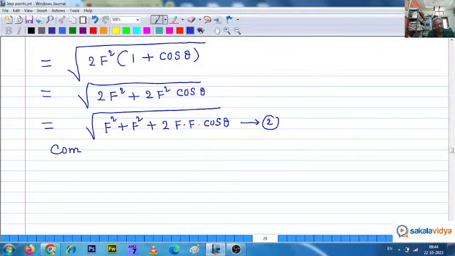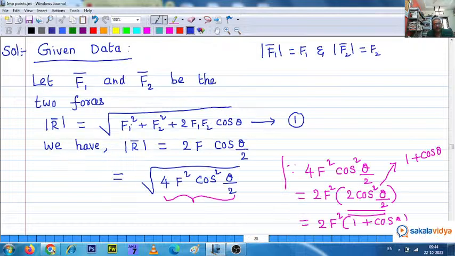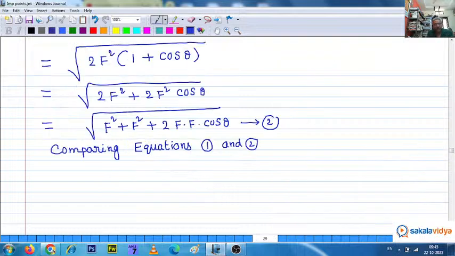Comparing equations 1 and 2. So my dear students, go back to the previous page. This is root of f1 square plus f2 square plus 2f1 f2 cos theta being equated to root of f square plus f square plus 2f into f cos theta. So we get f1 is equal to f, f2 is equal to f.